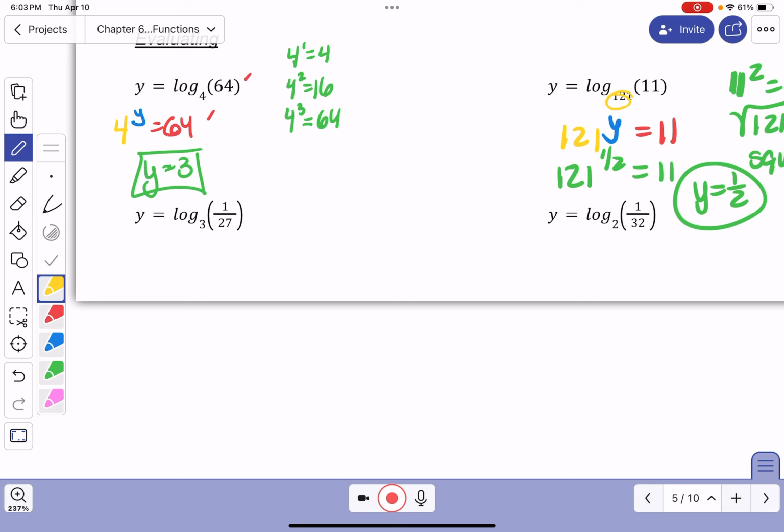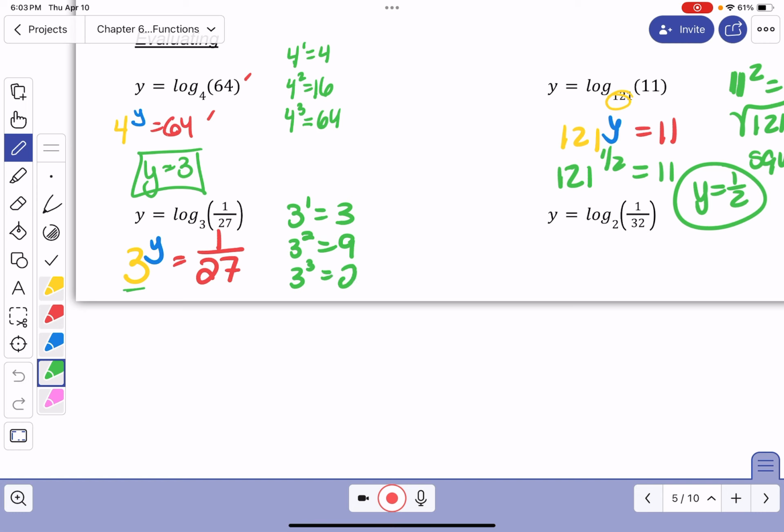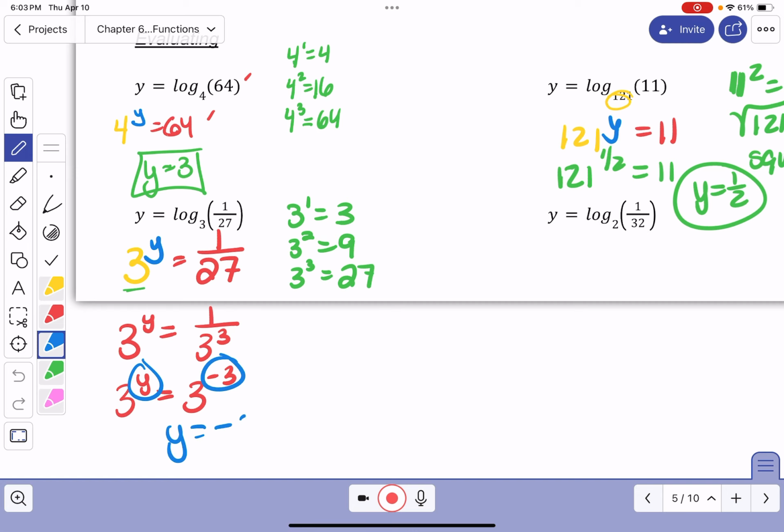All right, let's look at this one. Base of 3, exponent of y, answer of 1/27. We're looking for 3. So 3 to the first is 3. 3 squared is 9. 3 cubed is 27. So I can rewrite this as 1/3 cubed. Because we're on the bottom of the exponent, it's like saying 3 to the -3. That's what puts it on the bottom of the fraction. And now we know y equals -3.